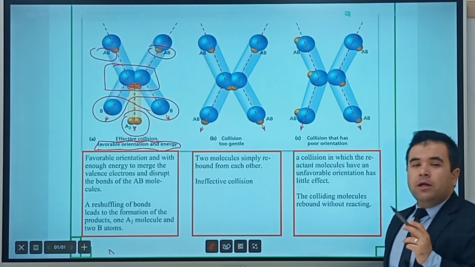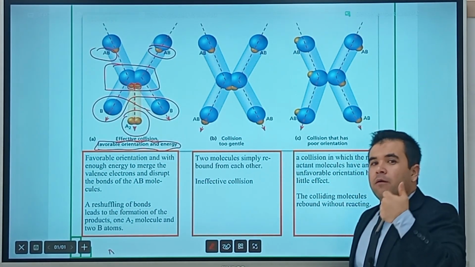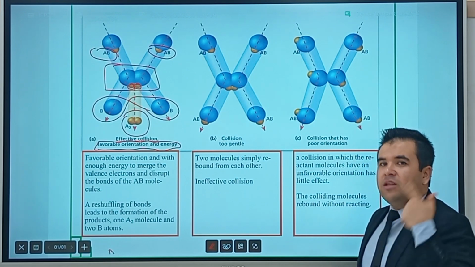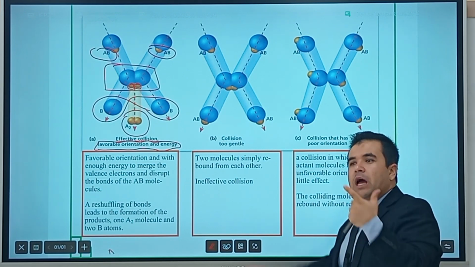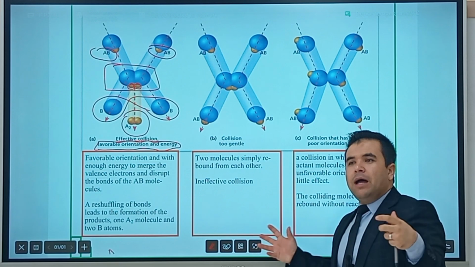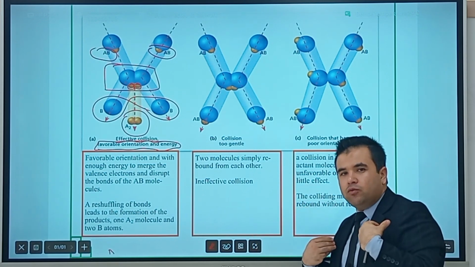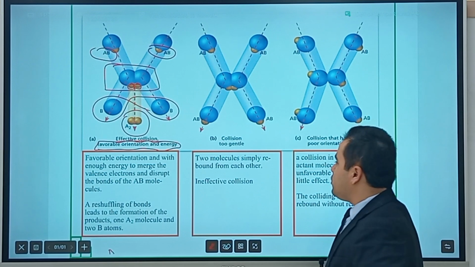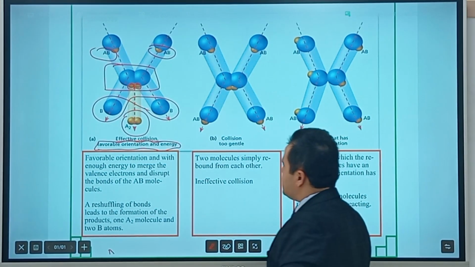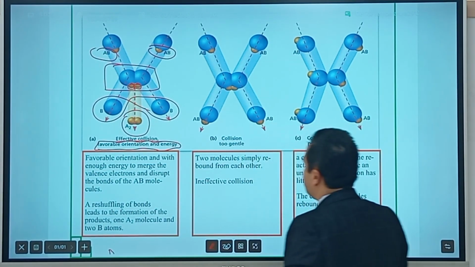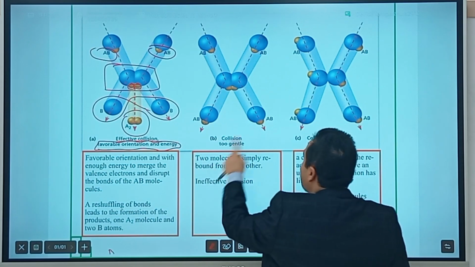So whenever the collision has favorable orientation and enough energy, there will be a formation of product. When the reactants collide, they will form product without rebounding to the reactants. And this collision we call what? The effective collision. This is the first.